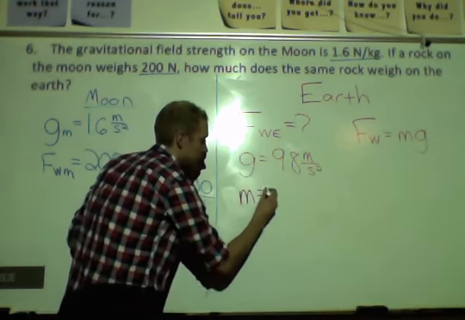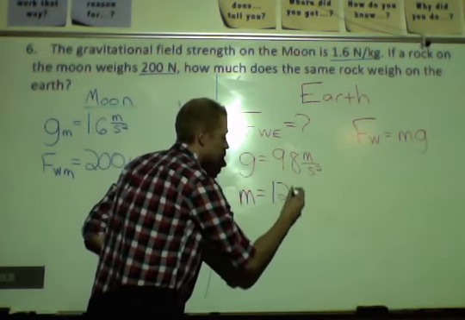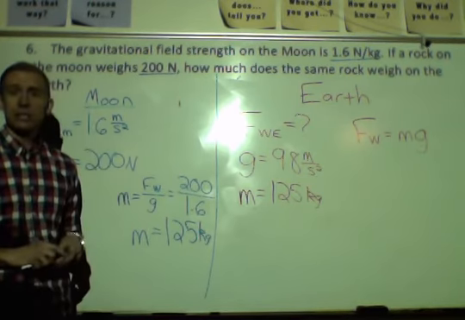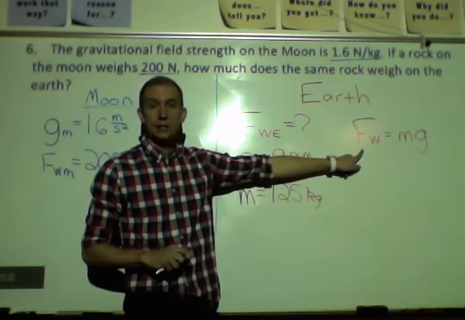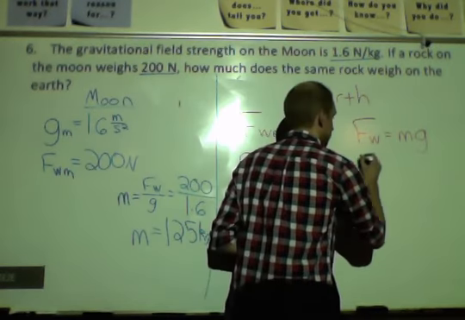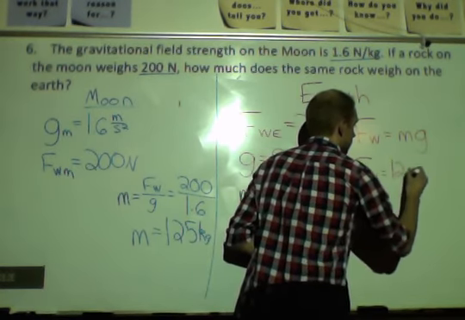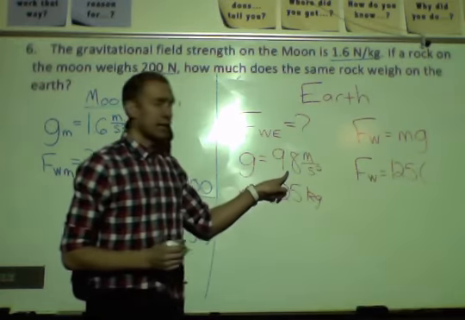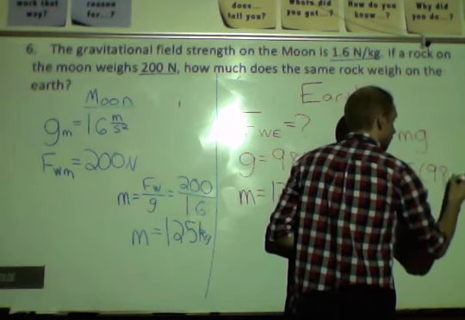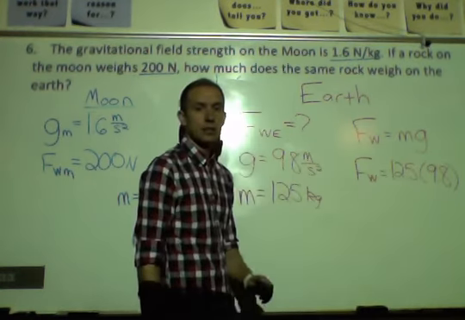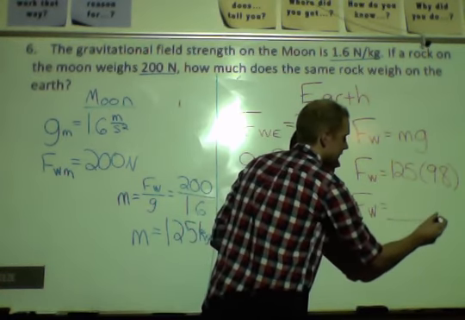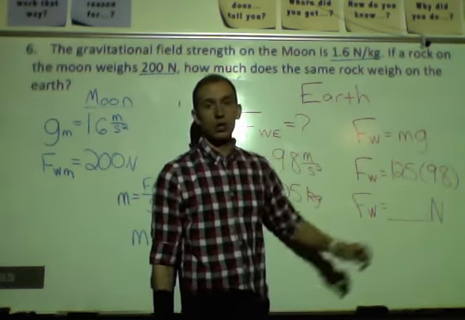So the mass of the rock we just solved was 125 kilograms. Well, now we can use our equation. Weight is mass times gravity. Our mass is 125. The acceleration of gravity on Earth is 9.8. Multiply those two to get your answer. Make sure your answer, whatever it is, is labeled as a force, so our unit is newtons.